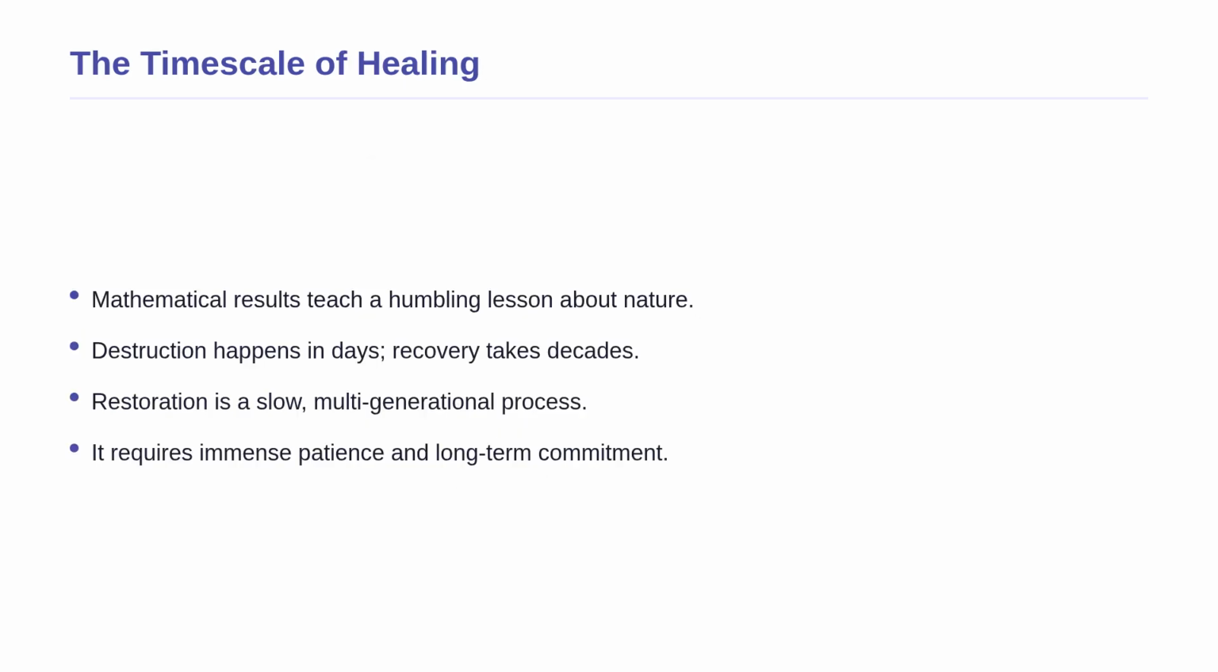The diagram and our previous calculations reveal a vital, humbling lesson about restoration ecology. In our wetland example, it took nearly half a century just to reach 90% recovery. While human actions, like deforestation or chemical spills, can destroy a complex ecosystem in a matter of days, restoring it to full health is an incredibly slow process. It is a multi-generational effort that requires immense patience and long-term commitment.